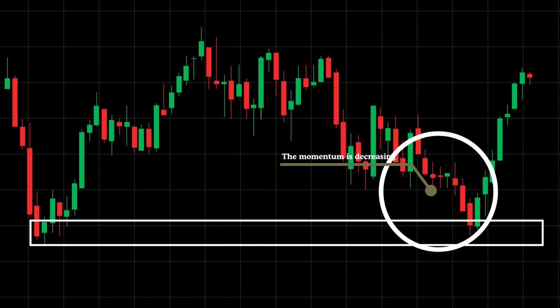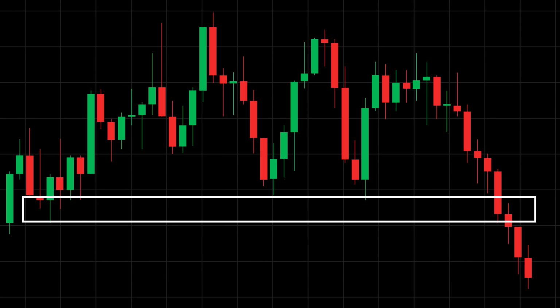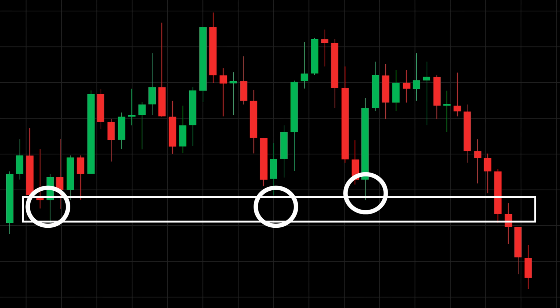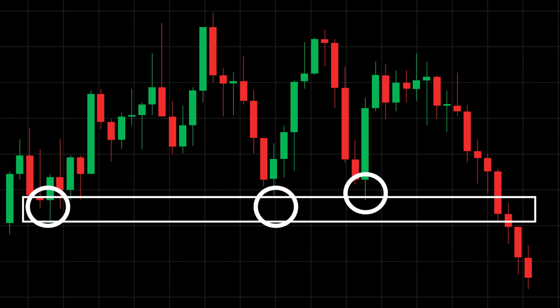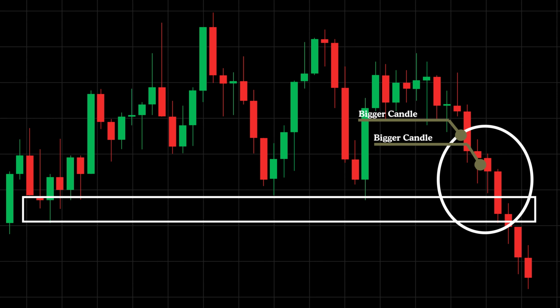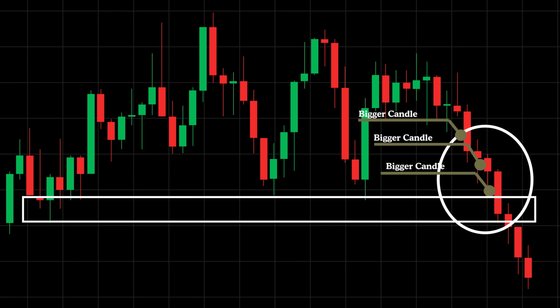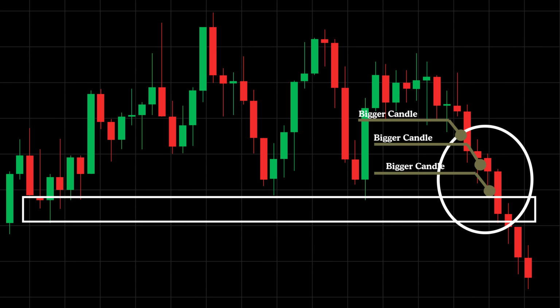But what happens if the price approaches the key level with larger candlesticks? Take a look at this chart. We can see it produced 3 successful bounces from the support, but on the next attempt, it failed. Not only that, the candlesticks became larger as they neared the support level. This shows strong momentum driving the price even lower, and that's the scenario we want to avoid.